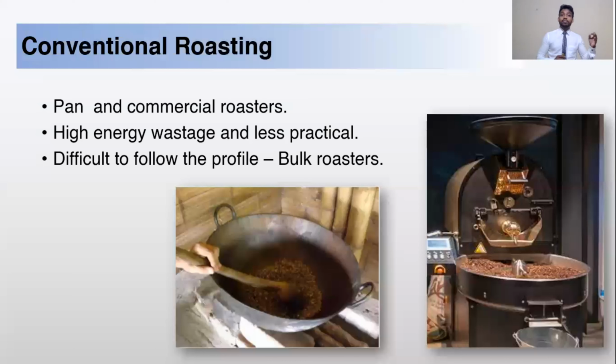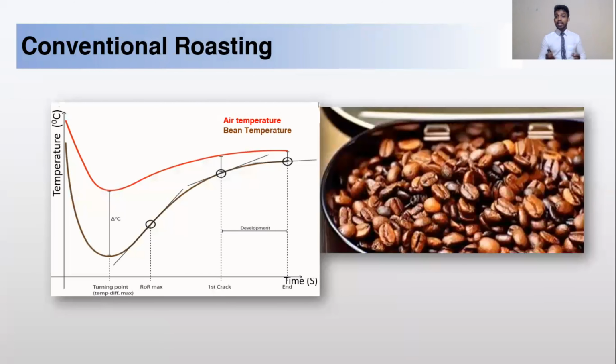At the moment, traditional roast masters use a pan for roasting, and commercial roast masters use a bulk roaster. In terms of roasting specialty coffee in a bulk roaster, it will waste more energy, and the final product will be less uniform, as you can see in the second picture. By using the bulk roaster, the roasting profile can be followed properly.